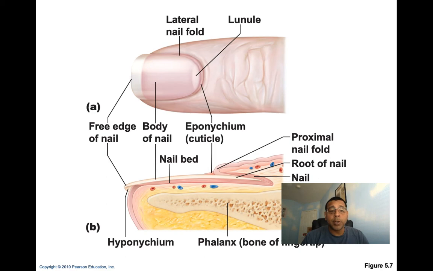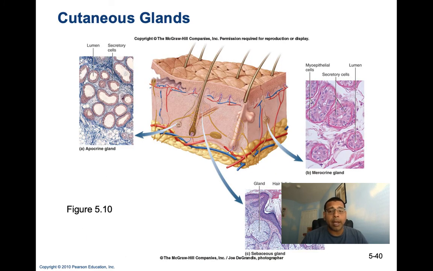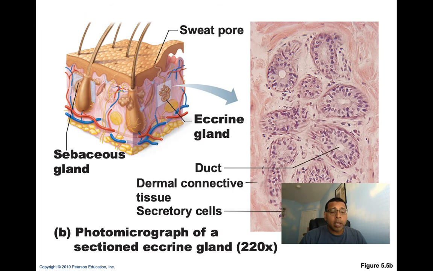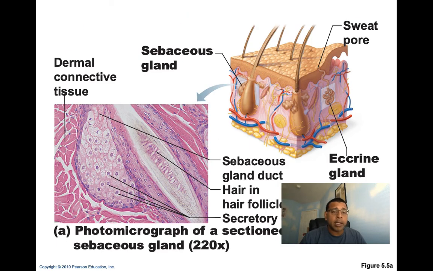Next then let's move to sweat glands. Let's talk about our sweat glands. Sweat glands are also known as sudoriferous glands. Sweat glands are distributed over the entire skin surface, except for our nipples and part of our external genitalia.